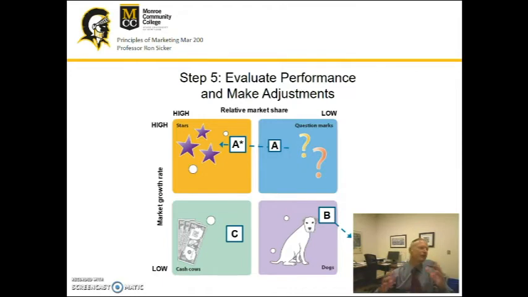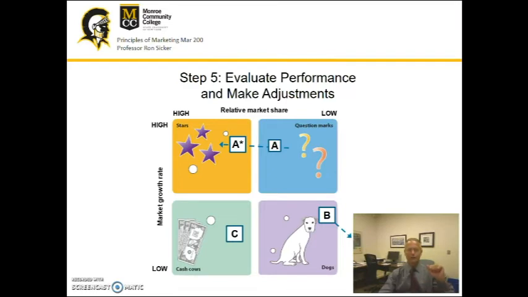A dog for Disney would be something that they've got low share in that's not growing. Can't even think of one right now. If anybody can think of one, bring it up on Monday, because I don't really know what a dog for Disney would be. But anyways, that's the BCG matrix that I just talked about, Boston Consulting Group matrix.